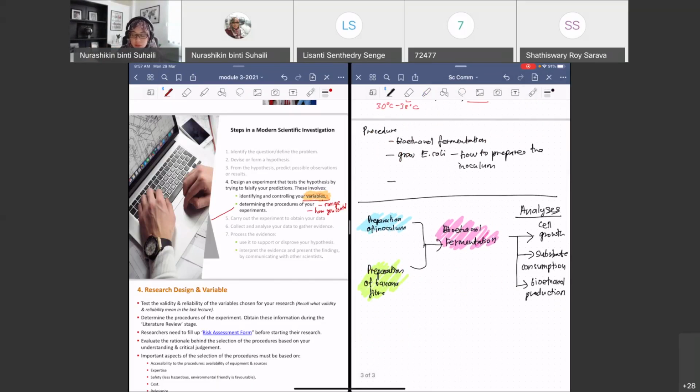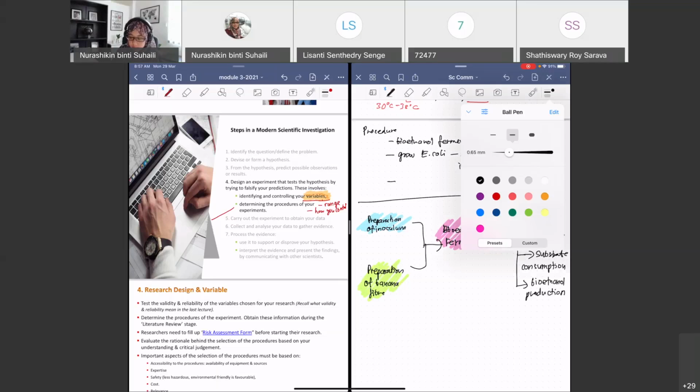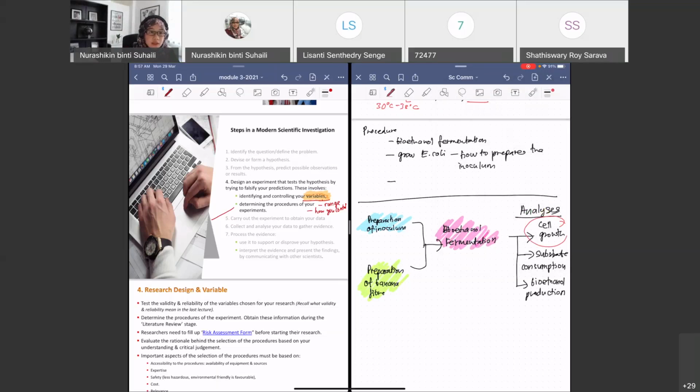Usually we measure the OD, the optical density of the culture growth, whereby during the fermentation you take samples, for E. coli, maybe every 2 hours or every 3 hours, and then you check the OD. So here you can see that the cell growth has its own procedure as well. How to monitor is by perhaps absorbance measurement. That is the method.